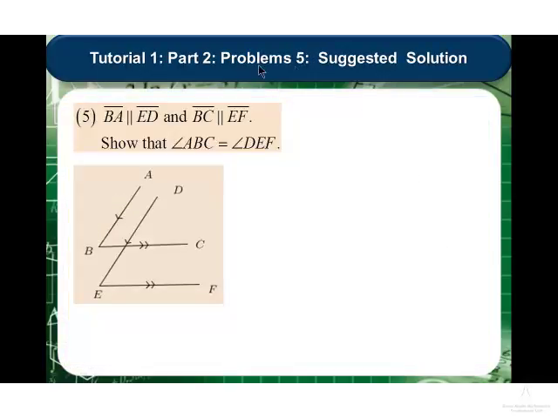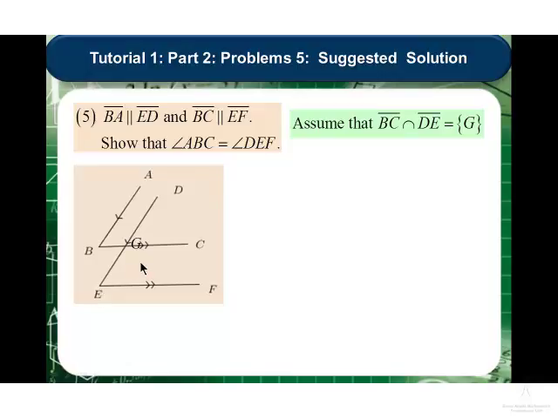Finally, we consider problem 5 of tutorial 1. In this case, we're given two pairs of parallel line segments, and we have to show that the angle at B is the same as the angle at E. Now we assume that the intersection point for the line segments BC and DE is given as G. So let's indicate G as the point of intersection for the line segments BC and DE respectively.